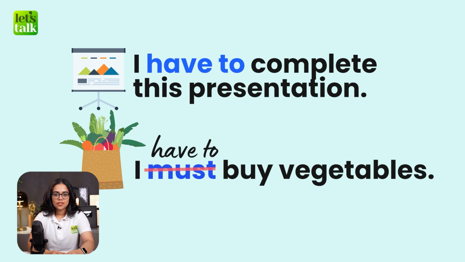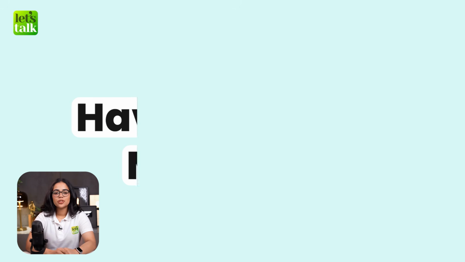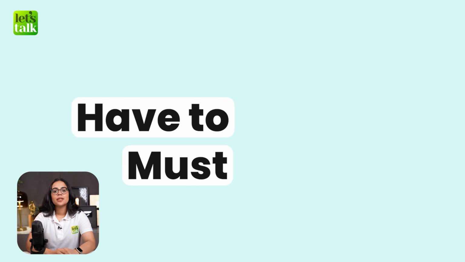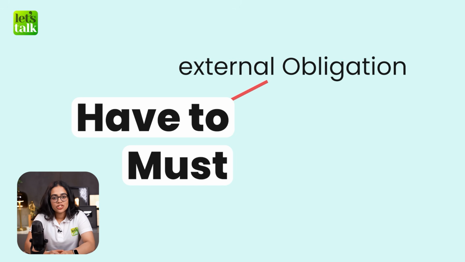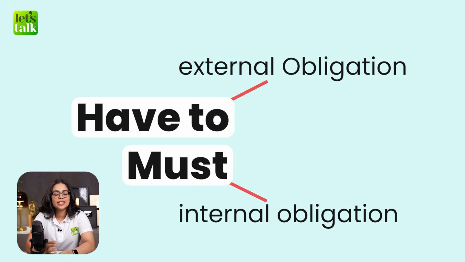But let's understand. Why have I used must and not have to? As we discussed earlier, have to and must both show an obligation or a duty to do something. It's more like a compulsion that someone has to do something. So you might say, well, they mean the same thing, a duty or an obligation. But wait, there's a big difference in here. Have to shows an external obligation and must shows an internal obligation to do something.